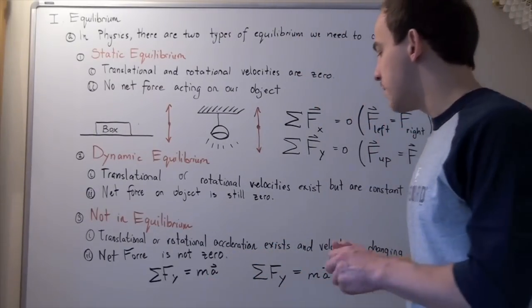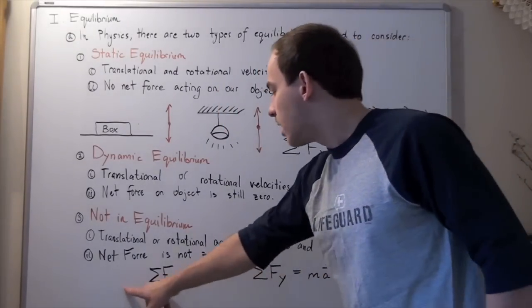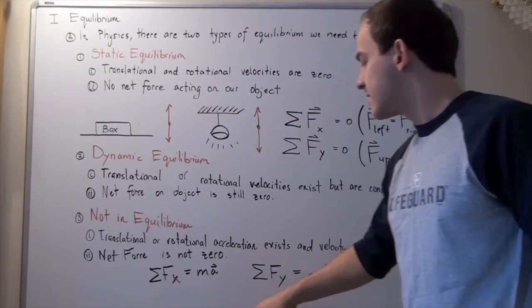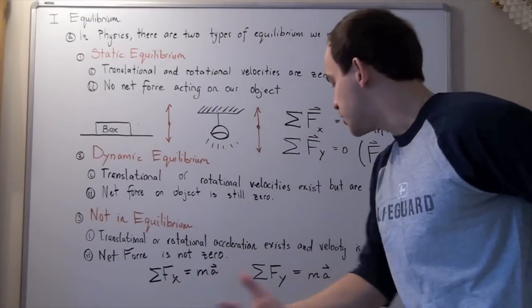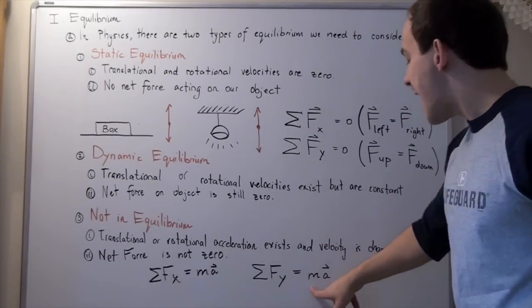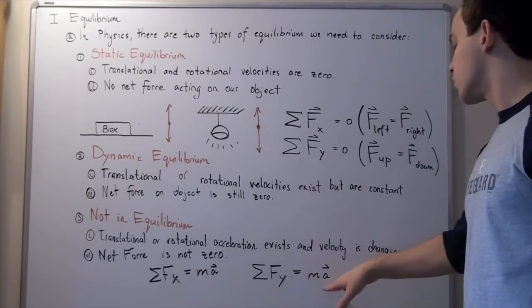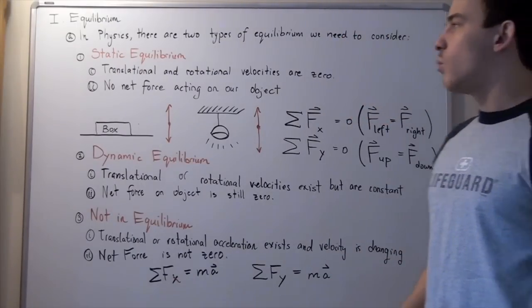And if we're talking about, say, the x-axis, we sum up all the forces along the x-axis, and this equals the mass of the object times its acceleration. Likewise, if we look at the y-axis, the mass of the object times the acceleration equals the sum of all the forces along the y-axis.